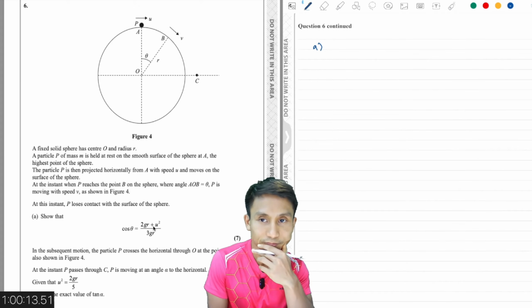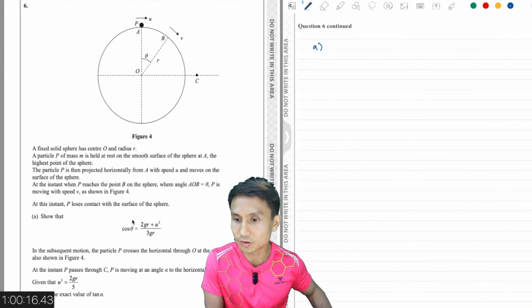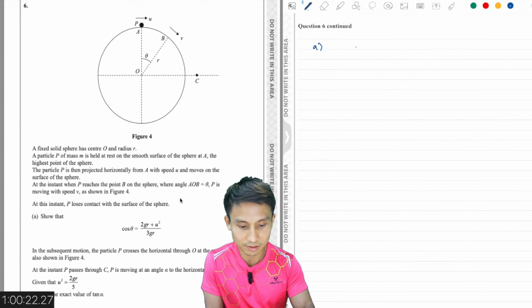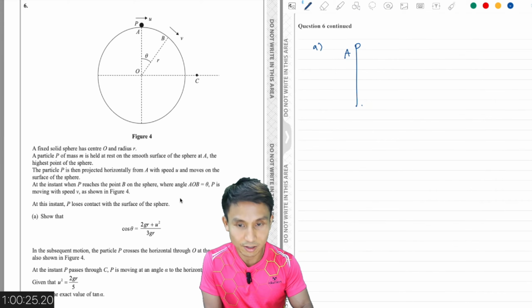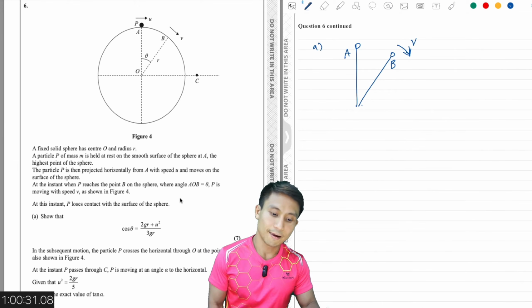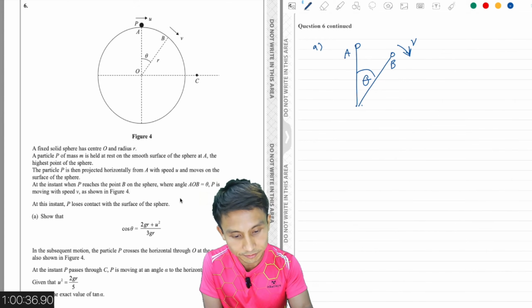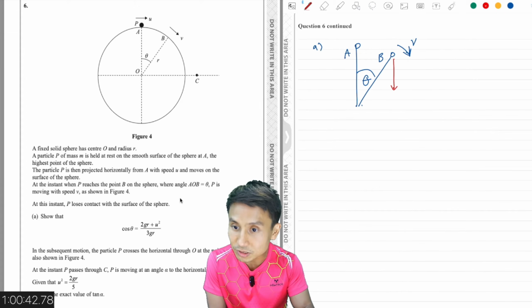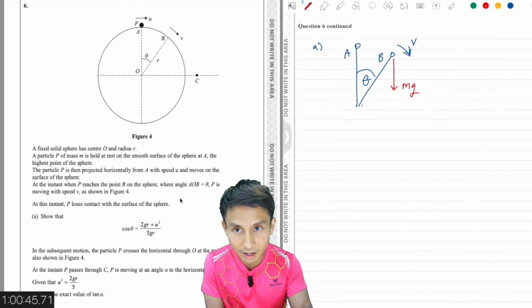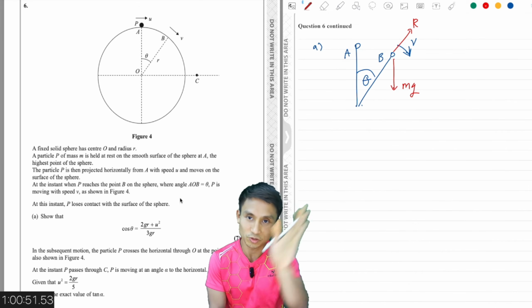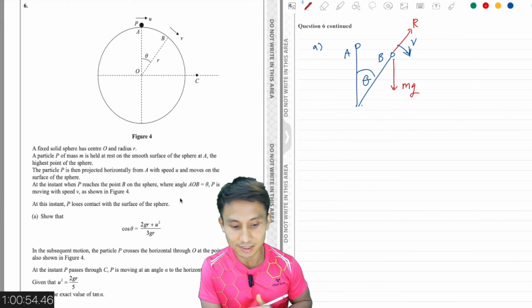All right. Okay, let me think a bit. So it loses contact at point B. So we're just going to do point B here. That's point A, that's point B there. Speed V down here. And this is theta. So if we do the force diagram, we have, of course, mg down here, mass m, mg. And then R is pointing that way. That's R, because it's just normal to the surface there.